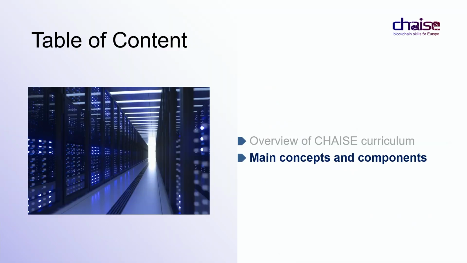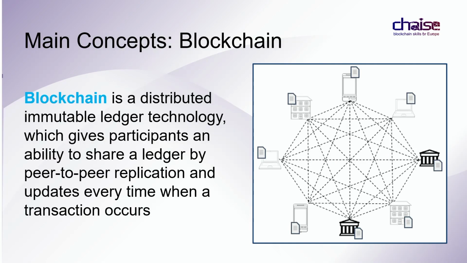And now, let's move to the main concepts and components of the blockchain technology. Let's start with the blockchain, which is a distributed immutable ledger technology which gives participants an ability to share a ledger by peer-to-peer replication and updates every time when a transaction occurs.